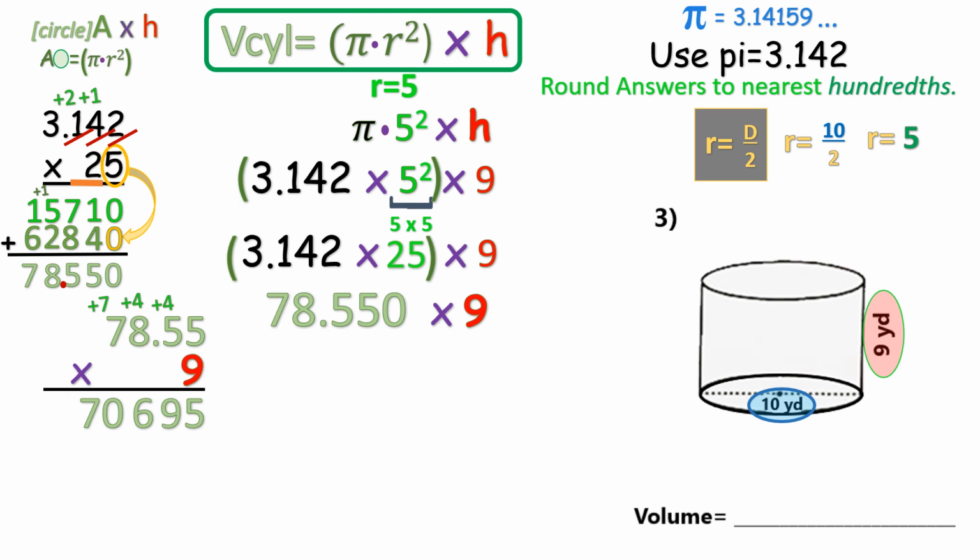I have how many decimal spaces in my math problem? 2. So I'm going to move my decimal point from right to left 2 times. So I end up with 706.95 or 706 and 95 hundredths, and we want to round to our hundredths, so it's already there. So I simply have my answer of 706 and 95 hundredths, and then I remember that since I'm doing volume, my label is cubed.